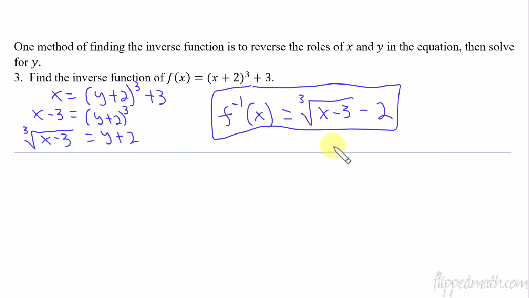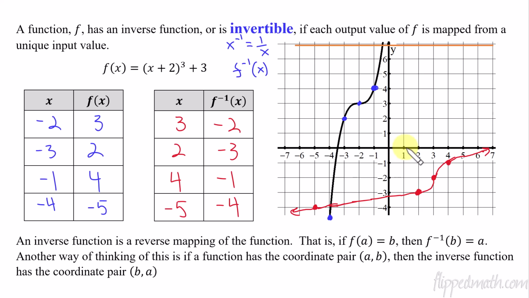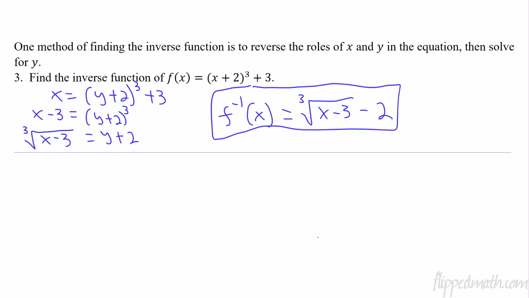So this is the graph in red that I had on the first page. Let's go back to that. In fact, let's verify. If I shift a cube root function, not cubic, cube root, right 3 and down 2, does that work? From the origin, I shift right 3, down 2. Yes, it does. That's perfect. It's right there in the middle. So that matches up with my graph here.